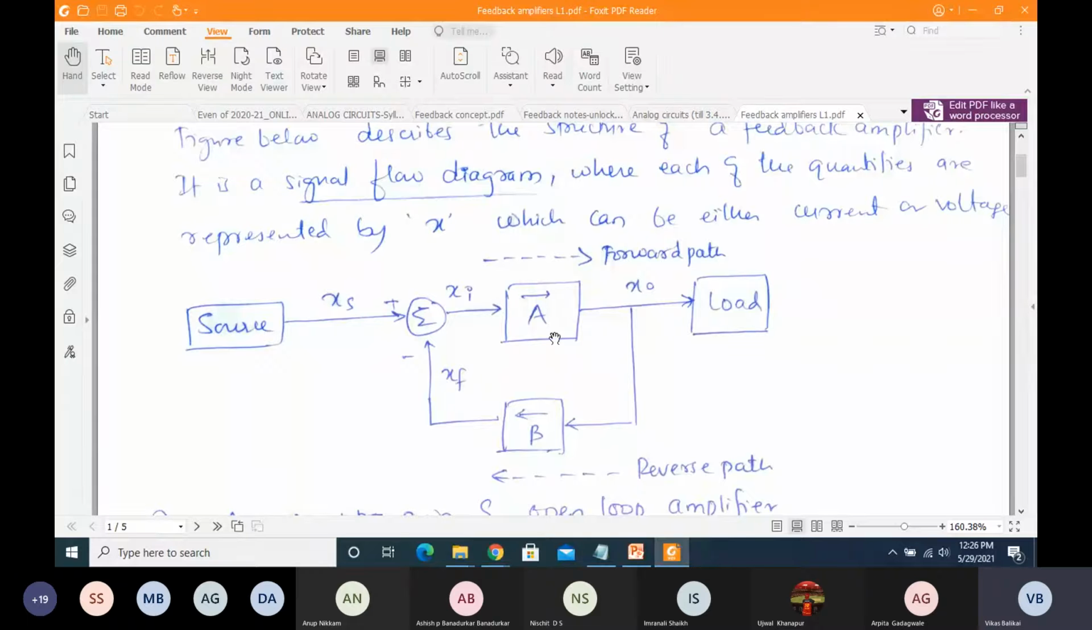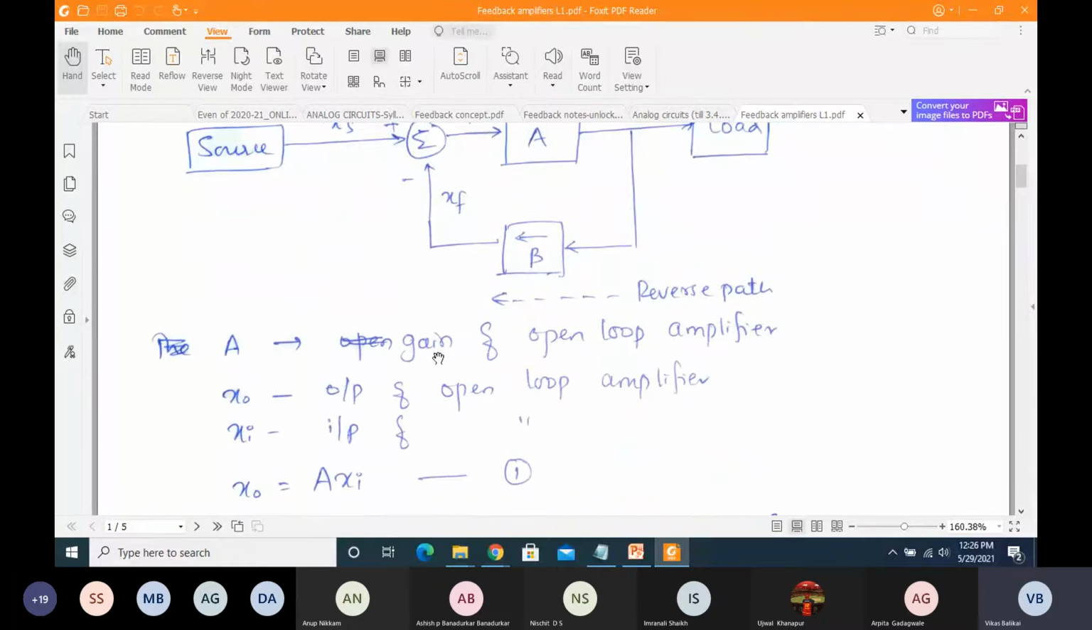So this is my amplifier without the feedback path. Now, once I attach a feedback path over here, this entire setup becomes the amplifier with feedback. The path from input signal to the output is known as the forward path, and the path from the output back to the input is called the reverse path. That's what the arrow marks represent. And this is basically known as a signal flow diagram, because rather than voltage and current, I'm representing the entire setup in terms of signals. Okay, so this is what I just discussed.